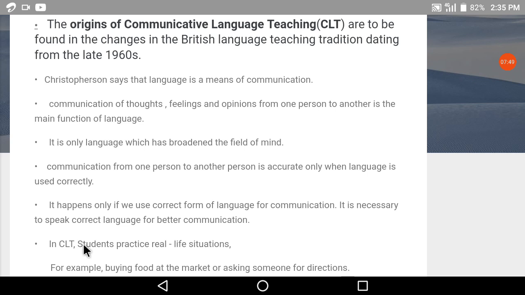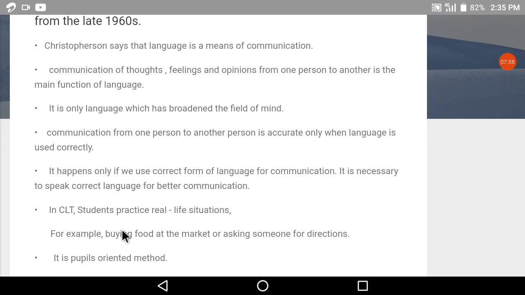In the CLT method, students practice real life situations, which means we have some examples. For example, buying food at the market or asking someone for directions, which is more important. You might have observed in spoken English classes as well that they give you a task to ask someone for directions in English, or you are supposed to direct someone in English, that you have to take a right turn, take a left turn, take a circle, anything else. And buying food from the market should be in English.